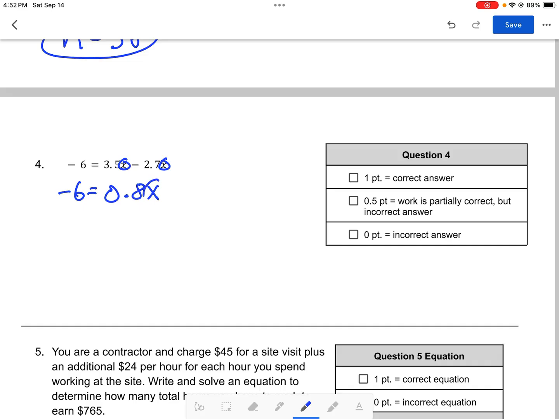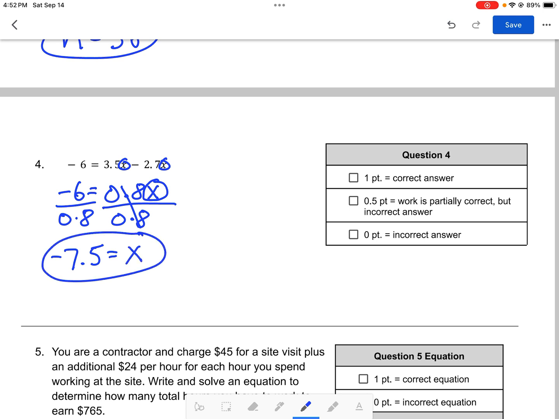Now, in order to get x by itself, that 0.8 and the x are being multiplied. I need to do the opposite. So I'm going to divide both sides by 0.8. That cancels. Now I can just take negative 6 and divide it by 0.8. And when I do that, I get negative 7.5. So x here is equal to negative 7.5.